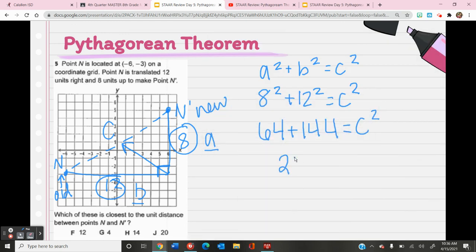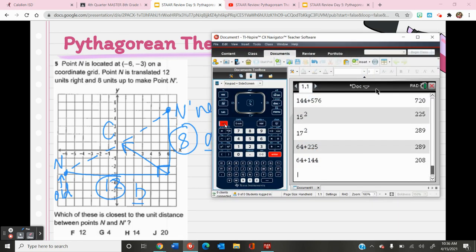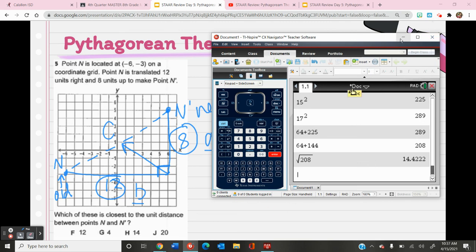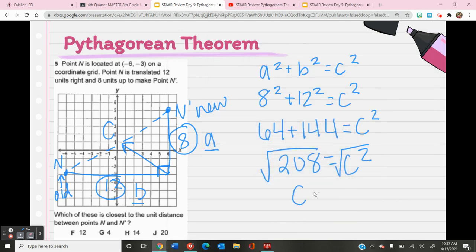So now my answer is not 208. Right now the value of C is being squared to where it equals 208. So to find the value of C, I'm going to take the inverse operation and I'm going to take the square root on both sides. So taking the square root of 208, we get 14.4. So here C equals 14.4. So now going down to my answer choices, we want to pick the closest one to 14.4, which means H is my answer.